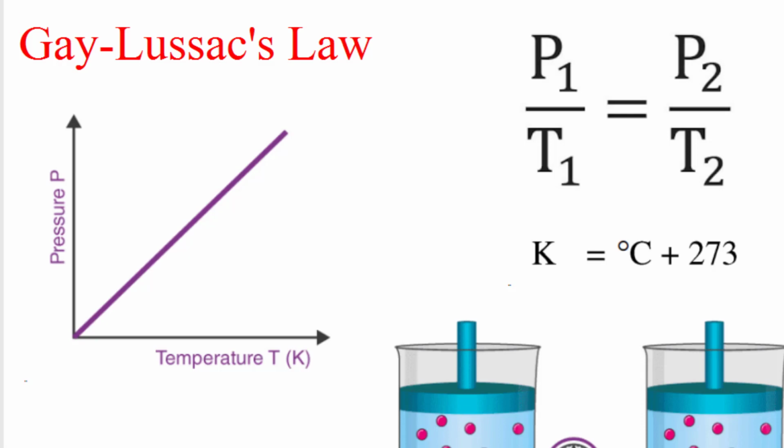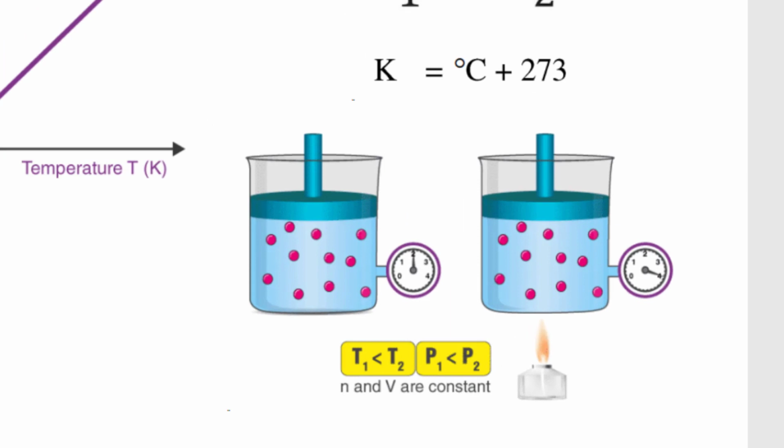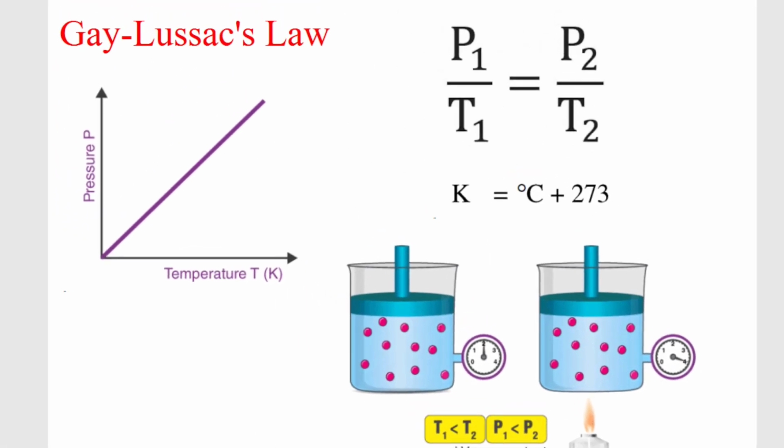And so you can see, as the temperature increases, as we add more kinetic energy, the particles begin to move faster. The particles themselves have more kinetic energy. And as the particles move faster, they have a greater frequency of collisions with the sides of the container, and therefore the pressure increases. So if the absolute temperature doubles, the pressure will also double as well.